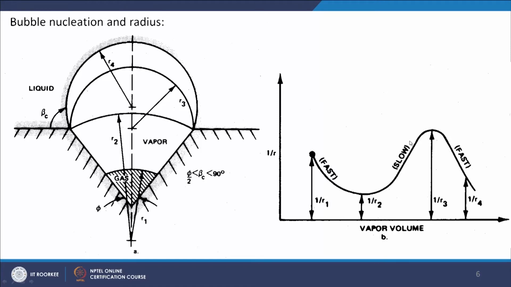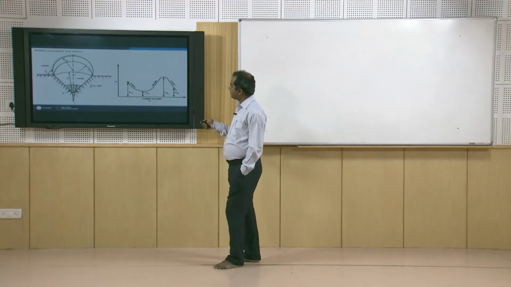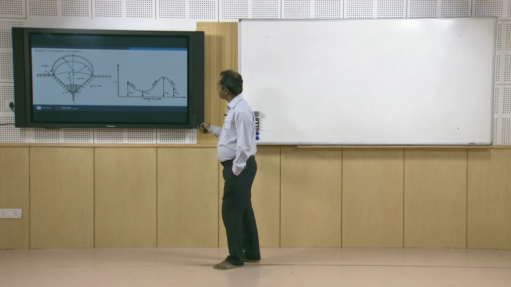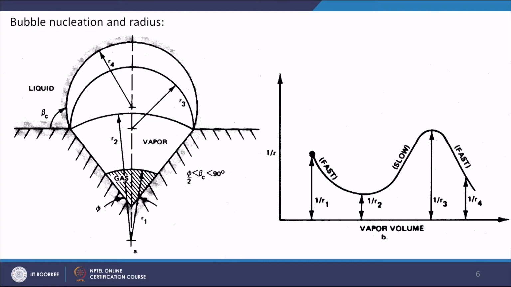Then after a critical point there is once again a slow rise. This slow rise is from 1 by r2 to 1 by r3. Over here r2 is higher compared to r3, so obviously 1 by r3 will be higher, and you will find a rise in the curvature, but this rise will be slower compared to the fall from 1 by r2 to 1 by r1. Then after once again reaching a critical point, it will once again fall very fast, which is between 1 by r3 and 1 by r4.